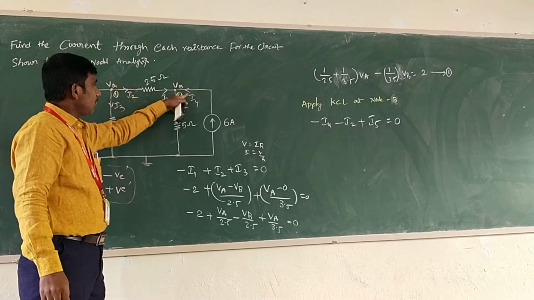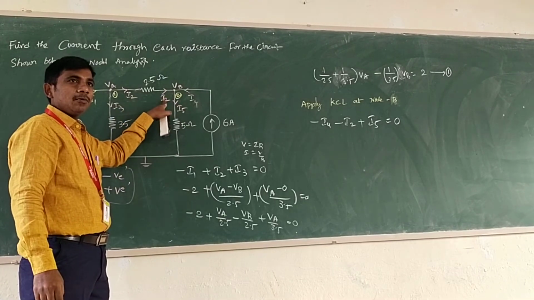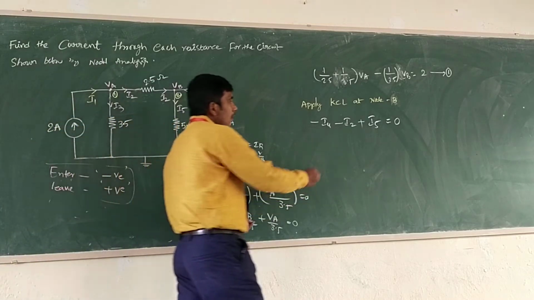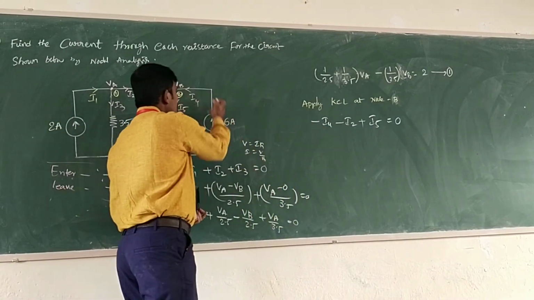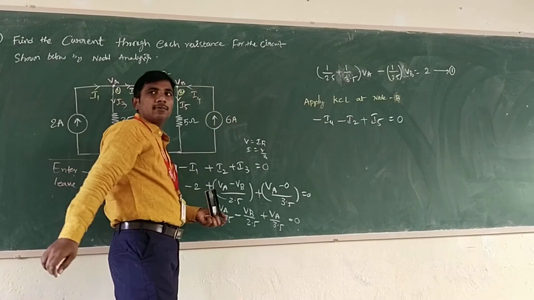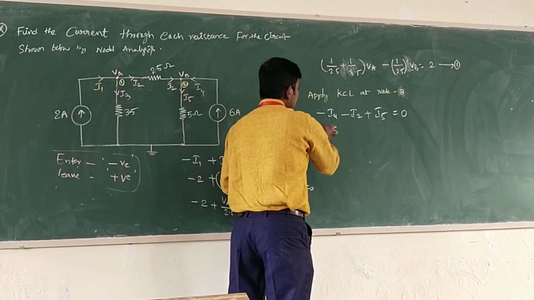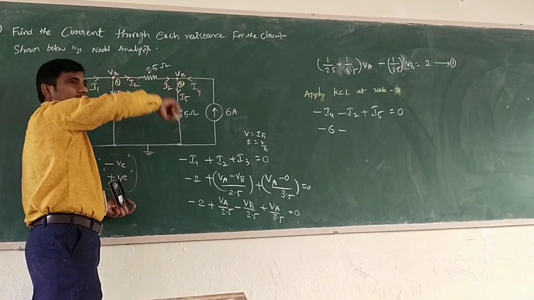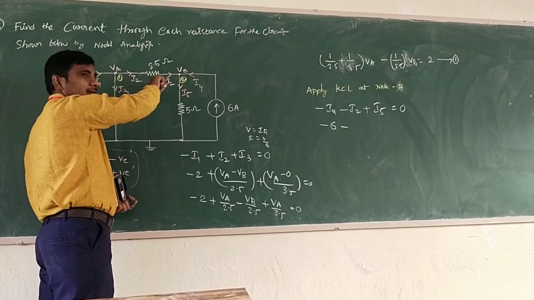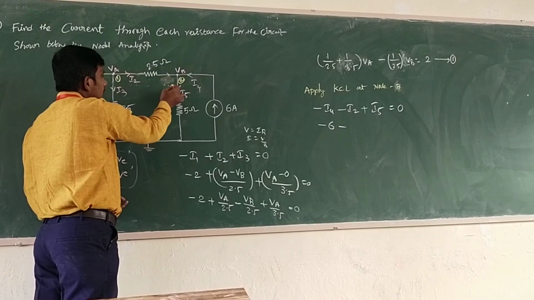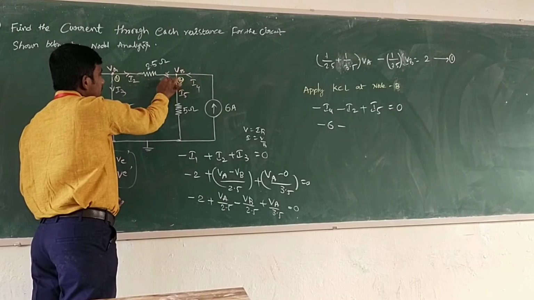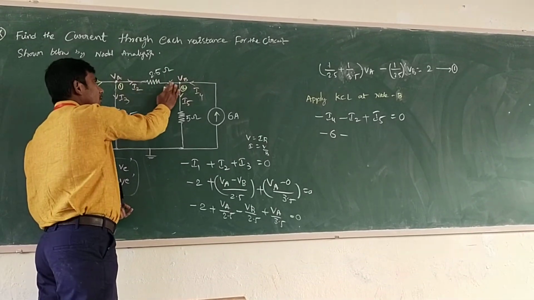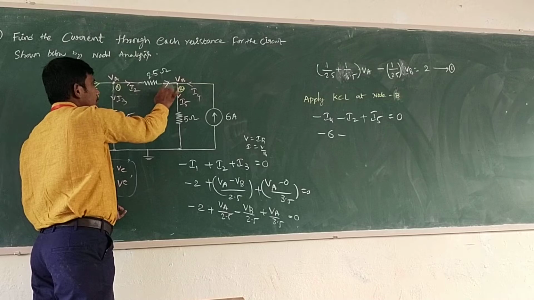Two currents are entering and leaving current is only one. We can apply it like this also. I4 we already know is 6 amps, so minus 6. I2 is the current flowing in the 2.5 ohm resistance. If you consider I2 flowing in this direction, we have to consider VB minus VA. Instead of that, you can consider it like this also.